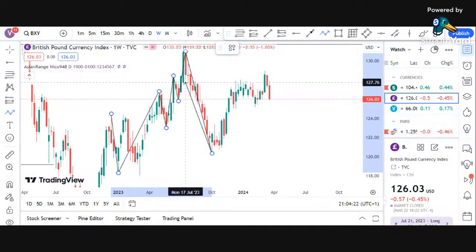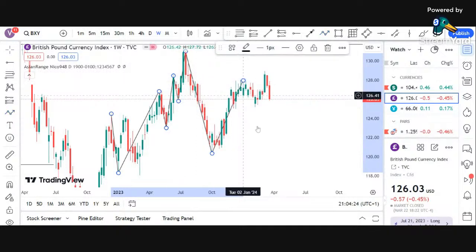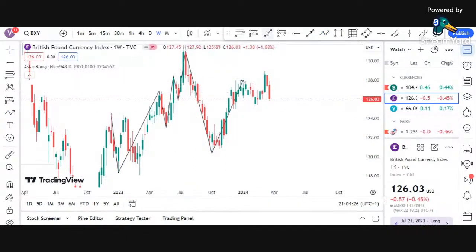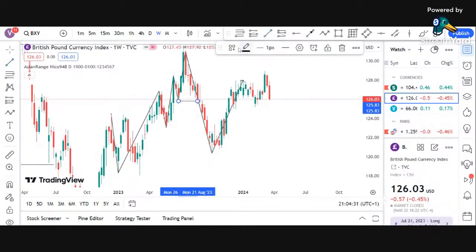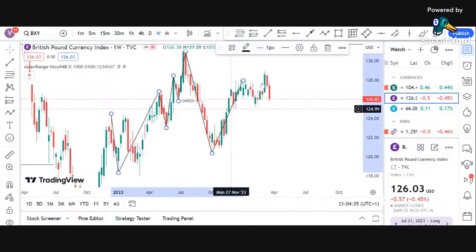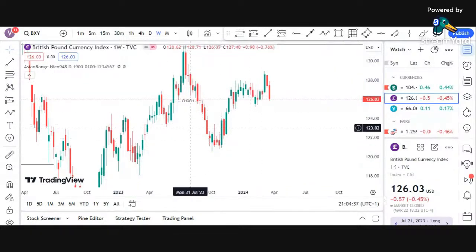Price is at the order block. And there's a breaker block right there. So this was the GBP change of character to the downside, right? So that was the change of character to the downside.